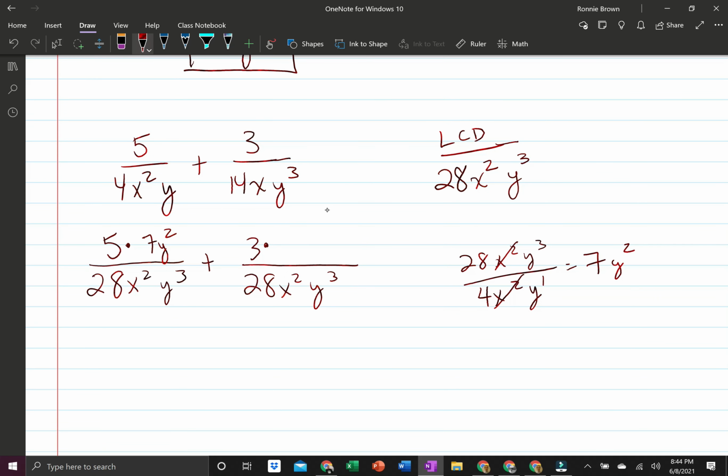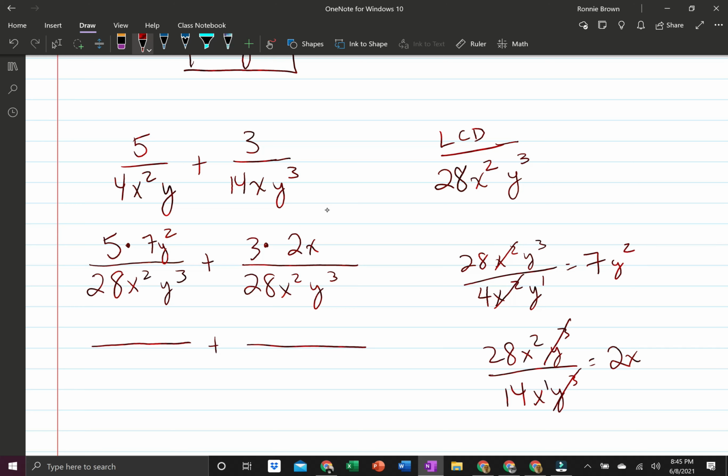Alright, let's try it again for this other side. We take that LCD, 28x squared y to the third, and divide it by the old denominator. The old denominator is 14xy to the third. Well, 14 goes into 28 2 times. x to the second over x to the first makes x to the first. The y to the thirds cancel out, so we just have a 2x. So we're going to multiply the old numerator of 3 times the 2x to create our new numerator.